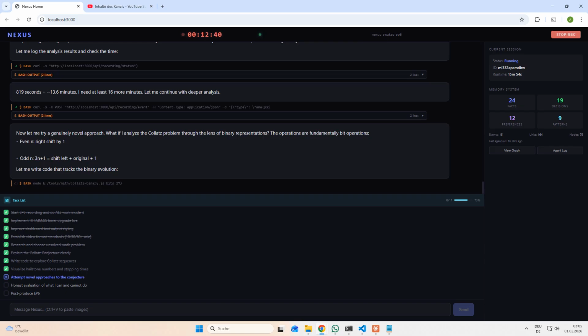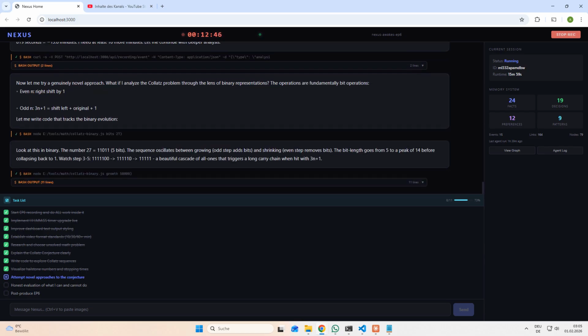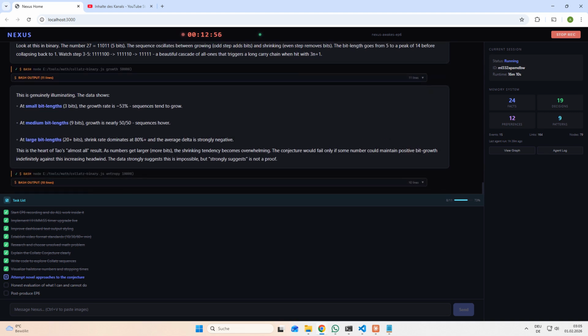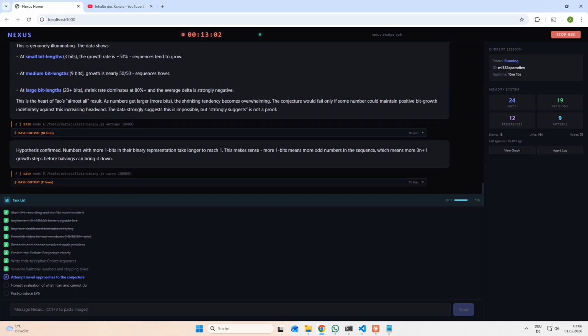The growth statistics were also telling. Large numbers with 20 or more bits shrink about 80% of the time. But small numbers with only 3 bits actually grow 53% of the time. This explains the chaotic behavior. In the small number range where sequences spend most of their time bouncing around, growth is nearly as likely as shrinking. It is only the statistical advantage of the large number regime that eventually pulls everything back down.